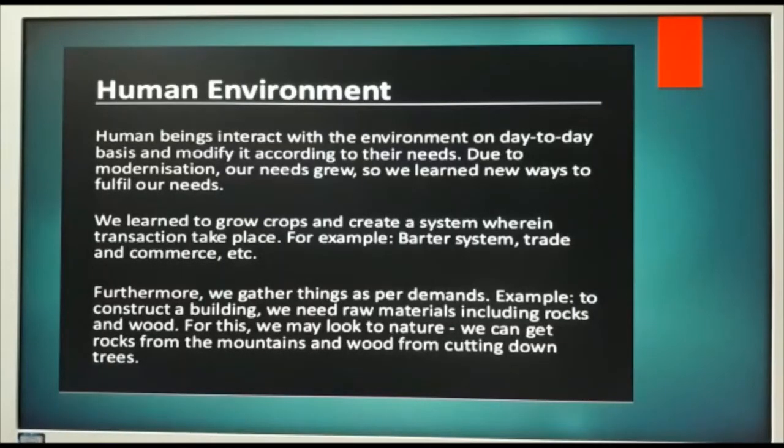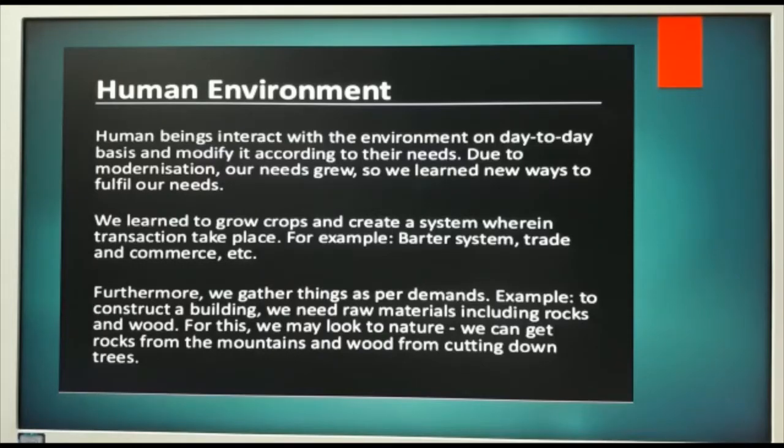Now let's talk about human environment. Human beings interact with environment and modify it according to their needs. Now look at the slide. Human environment. Human beings interact with the environment on day-to-day basis and modify it according to their needs.